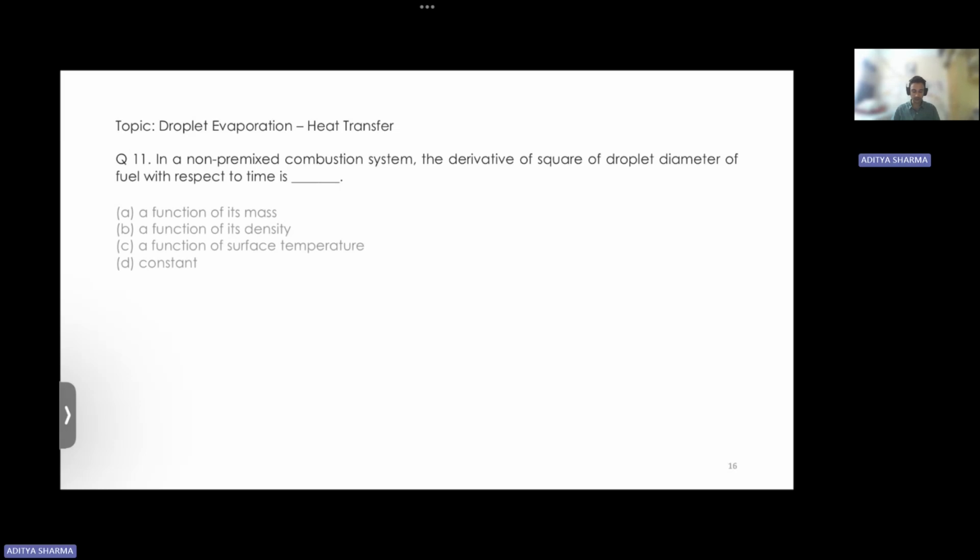It states that in a non-premixed combustion system, the derivative of the square of the droplet diameter of fuel with respect to time, that is this, is a function of mass, a function of density, a function of surface temperature of the droplet, or constant. So question number 11.